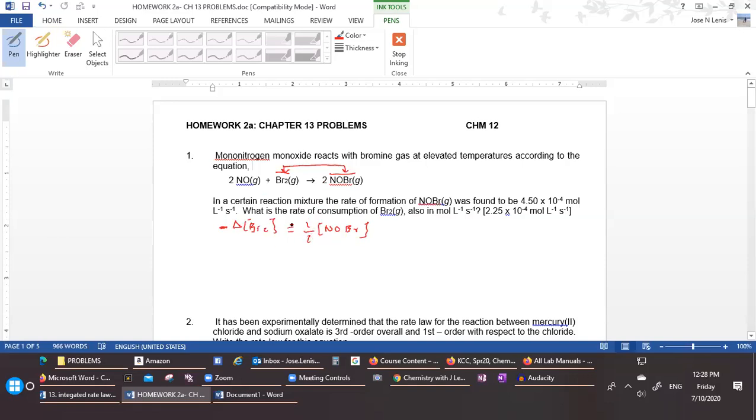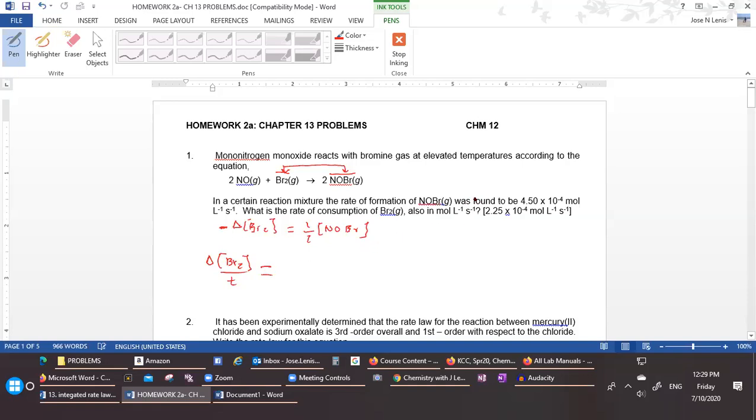If you don't remember how to do this, go back to one of the first videos on chemical kinetics. All right, so let's start. The question is, what is the rate of consumption of Br2? So we want to know the rate of Br2. Change of concentration of Br2 over the time. That's the rate. Equals.